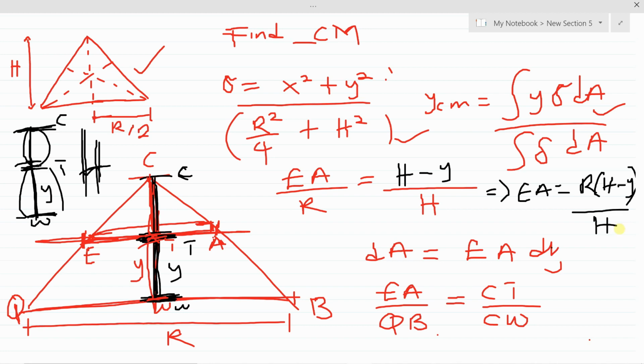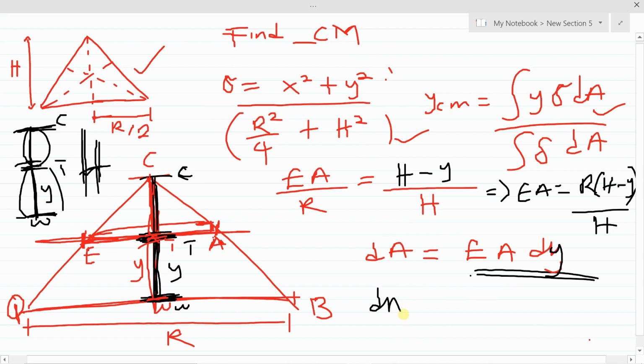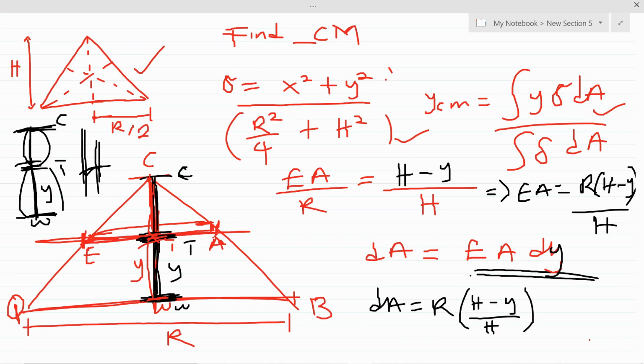But if you remember, we said that our DA is equal to EA times DY, this one. So we come and put our DA, which implies that the whole of EA, which is R times H minus Y over H, will multiply our DY, okay? So let's write that quickly and start solving, okay? This means that our DA is actually equal to EA, which is R into H minus Y over H times dy.